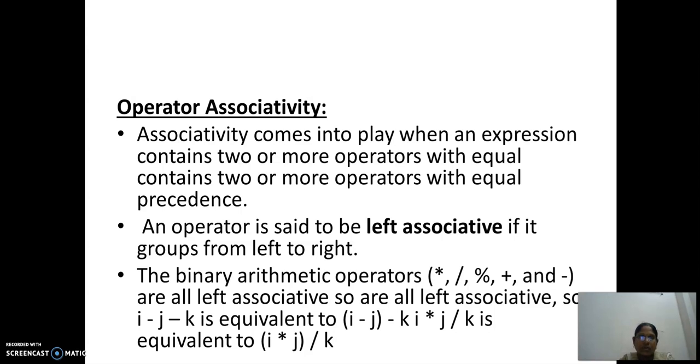Now, what do you mean by operator associativity? When does associativity come into the picture? When an expression contains two or more operators with equal priority or equal precedence, then it comes into the picture. For example, plus and minus have equal priority. Then in an expression a plus b minus c, which operation to perform, plus or minus, will be decided by the associativity. Some operators have left to right associativity and some have right to left associativity.